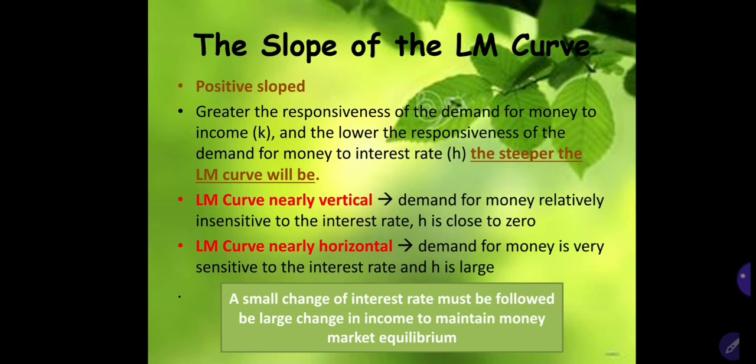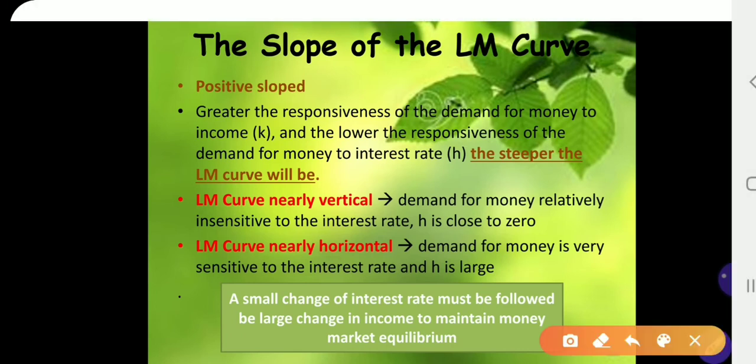And the LM curve will be nearly vertical if the demand for money is relatively insensitive to the interest rate, and also h is close to zero. And if the demand for money is very sensitive and h is large, then the LM curve will be nearly horizontal. This concludes that a small change of interest rate must be followed by a large change in income to maintain the money market in equilibrium.